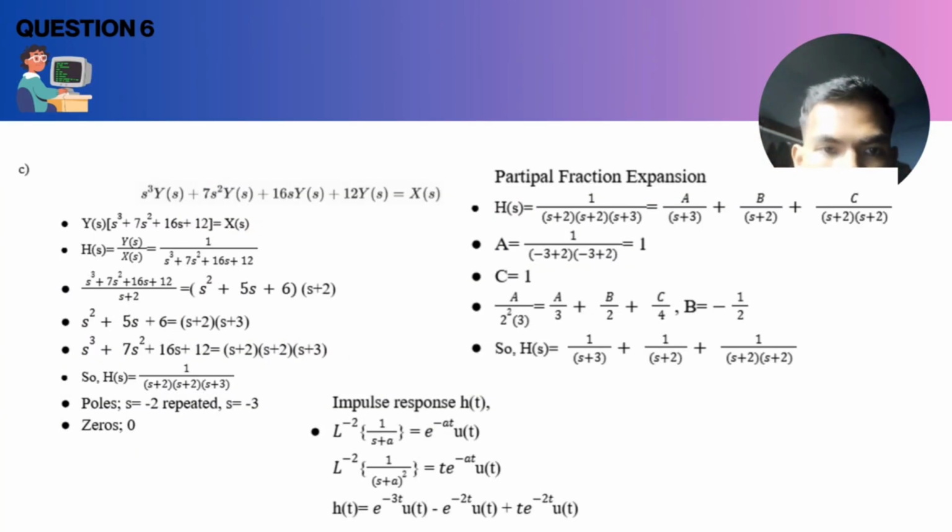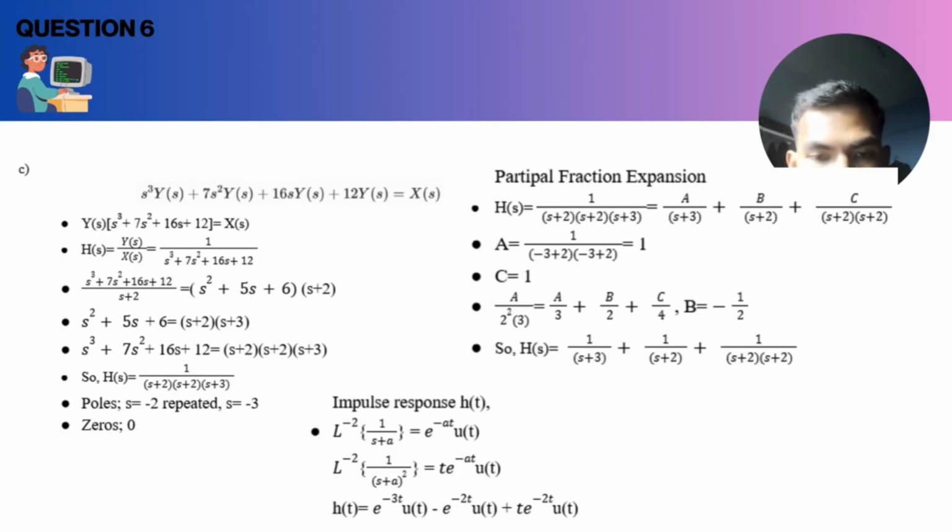Okay. For part C, we were given the differential equation. Taking the Laplace transform, we factor the denominator as (s plus 2)(s plus 2)(s plus 3). Note that s equal minus 2 is a repeated pole, so the transfer function is H(s) equals 1 divided by (s plus 2) squared times (s plus 3). The system has no zeros.